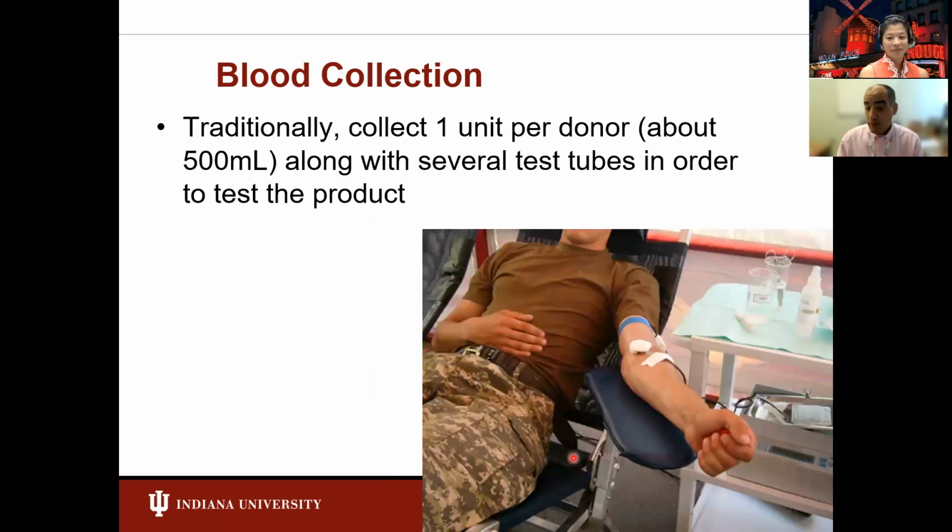So this is pretty much what they do. They collect what they call 1 unit, which is about half a liter, 500 milliliters, which is probably a little bit less than a soda can, or maybe a little bit more than a soda can. They put the needle in, and below this they have the bag that collects the blood, and they weigh it to know that they're getting the right amount, and then they're done. They'll also get a couple of test tubes because they have to do some extra testing on that blood.